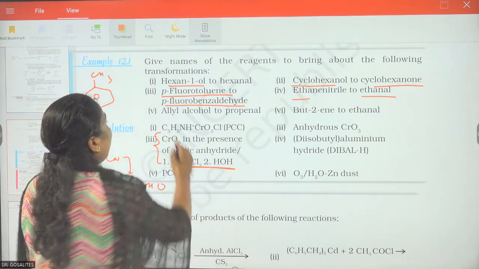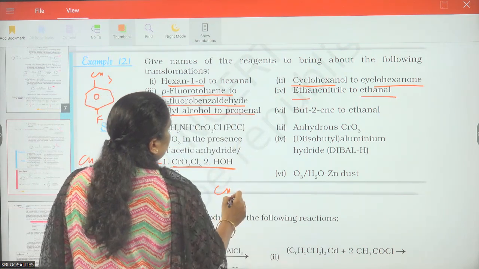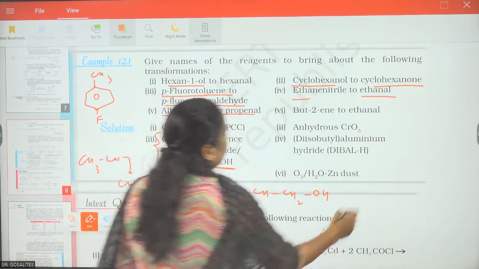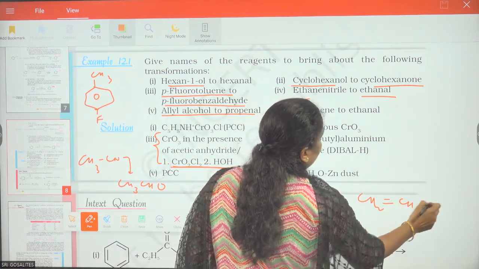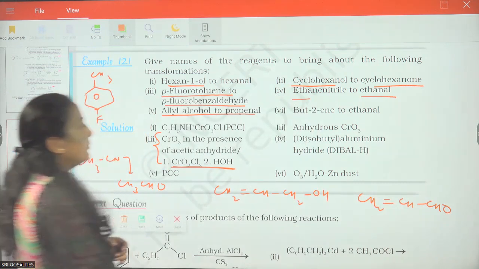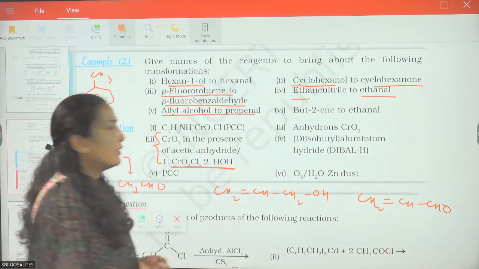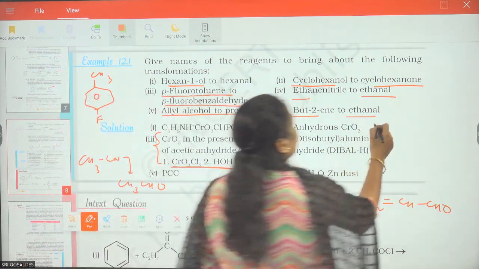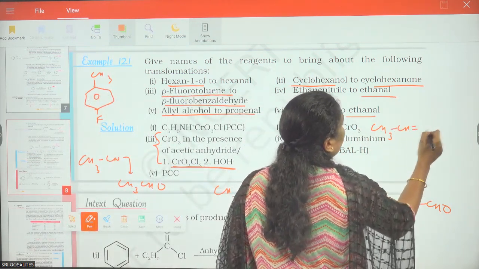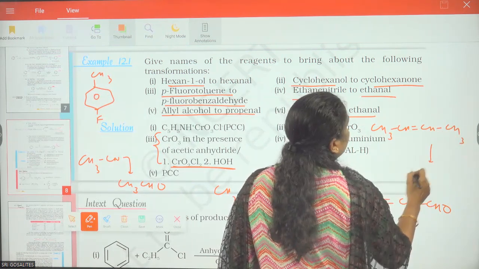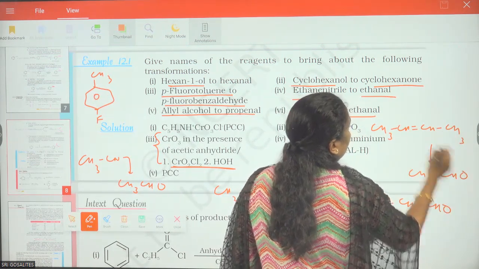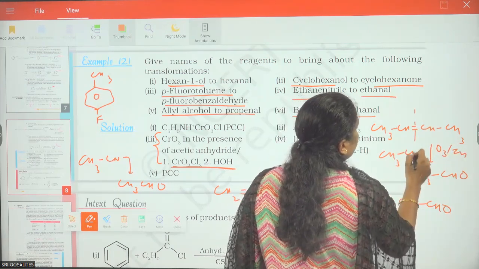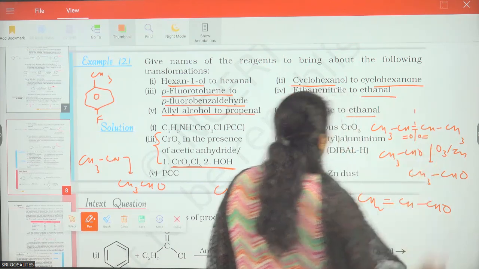Okay. Allyl alcohol to propenal. Allyl alcohol is CH2=CH-CH2OH, and you have to form CH2=CH-CHO. So you take PCC, that will be able to do, because it is not disturbing the double bond. Now butene to ethanal. Butene is CH3-CH=CH-CH3, and you have to make CH3CHO. All you need to do is reductive ozonolysis. You'll get CH3CHO, because you will be breaking this and making like this.